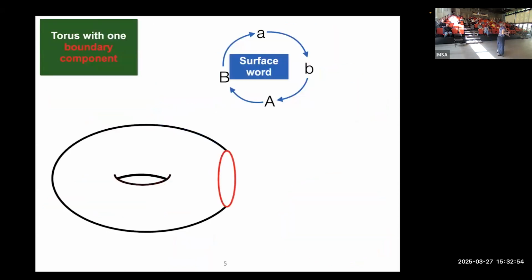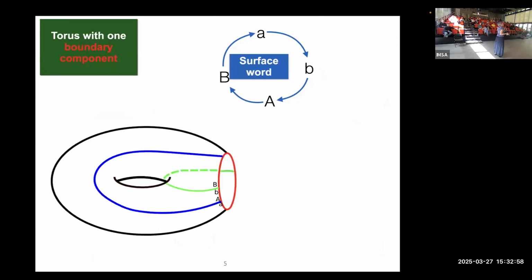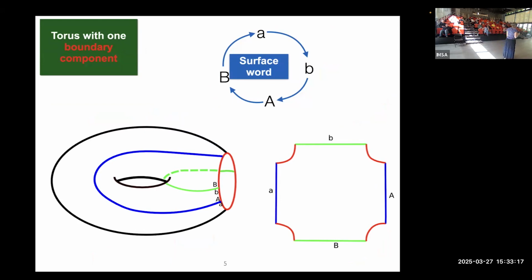Here I have, for instance, a torus with one boundary component, and I claim the surface word is A, B, capital A, capital B. You have to read capital A as A inverse, A with a bar. I program many of these things. You don't put an A bar in the program, so capital means that. So here we have a torus with a boundary component.